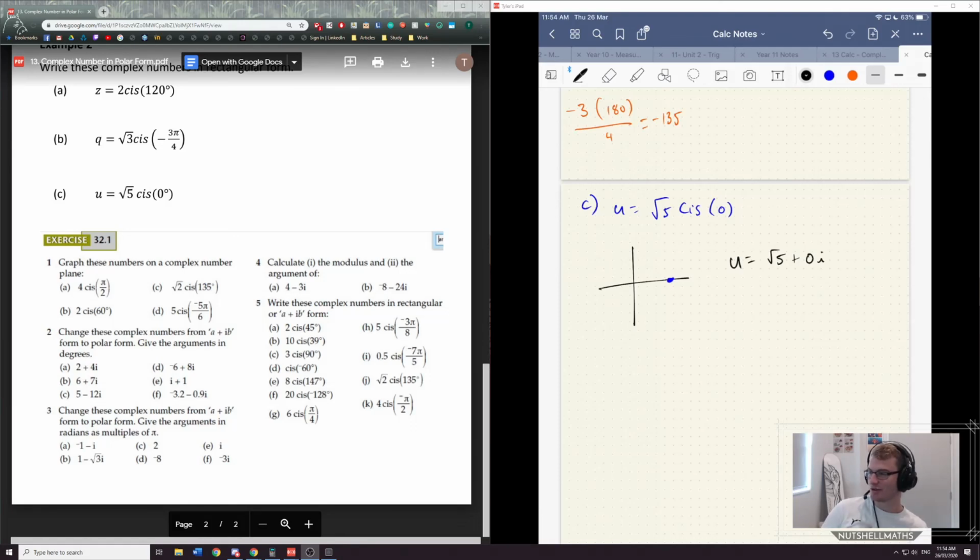It's in my personal Google Classroom, but it's also probably on Mr. These questions are just out of the Delta textbook, which you can find on the maths website as well. So 32.1.